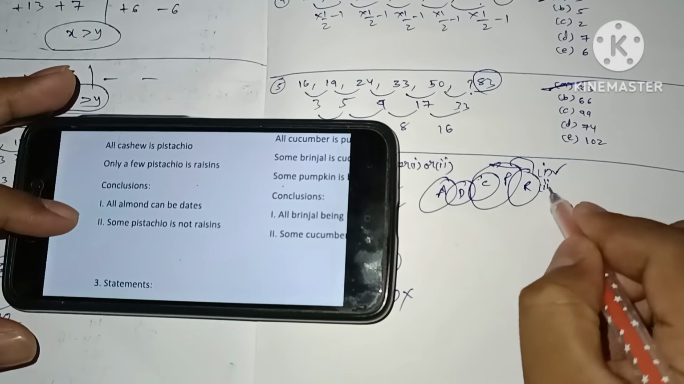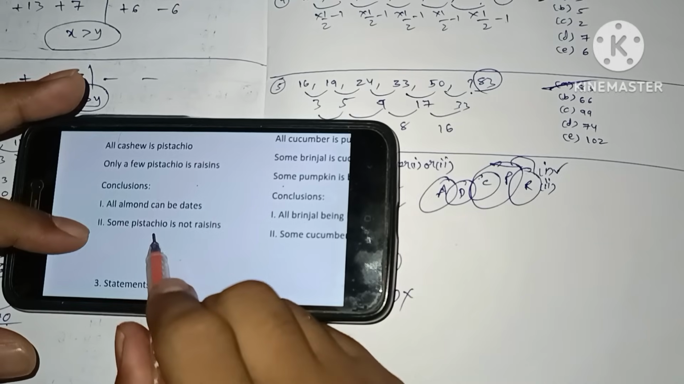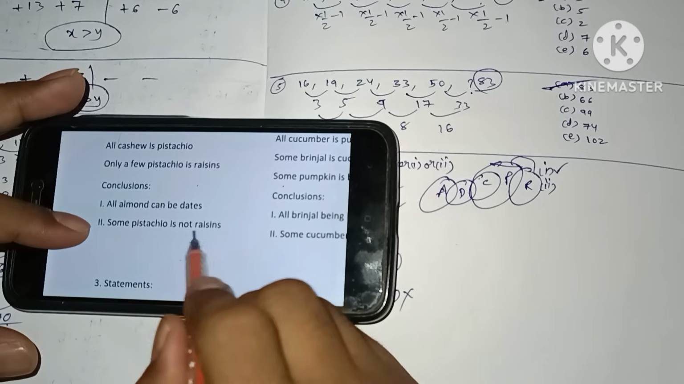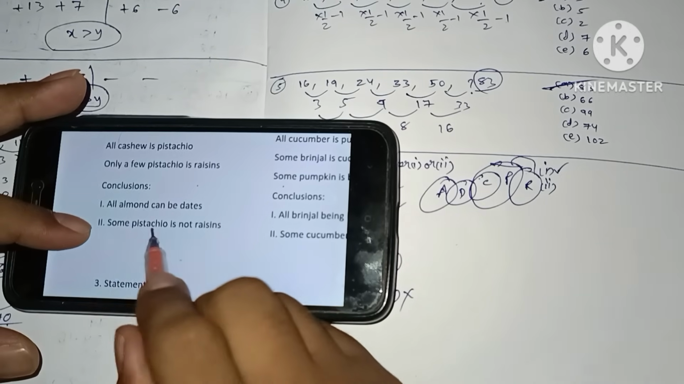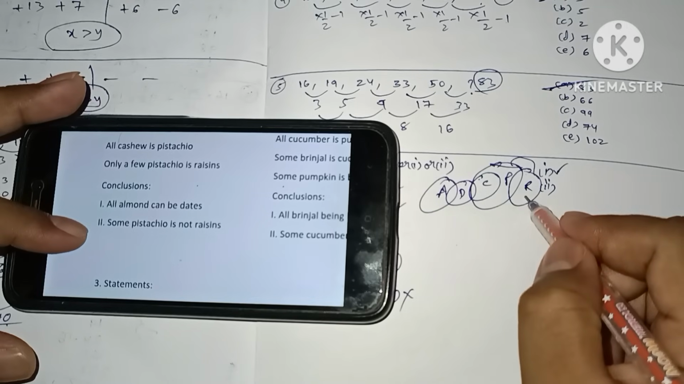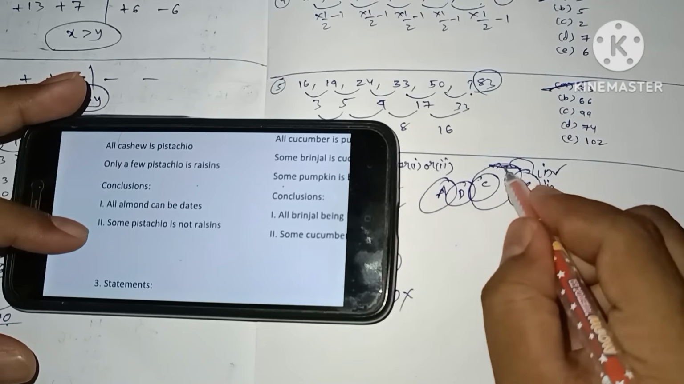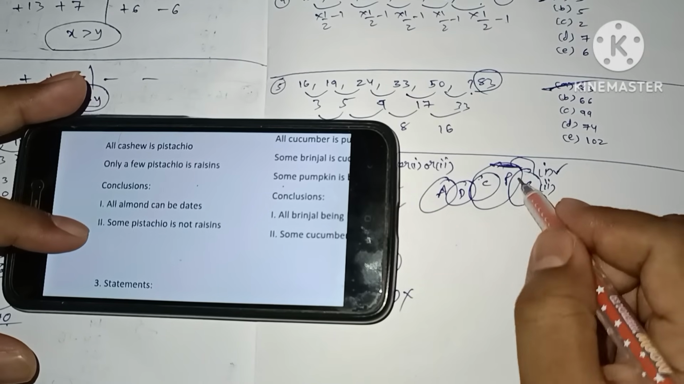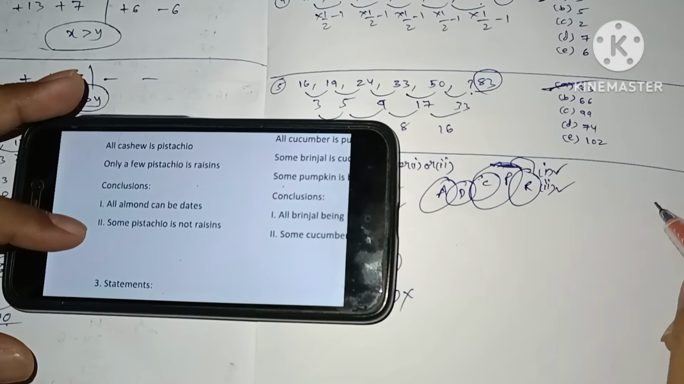Second conclusion. Some pistachio is not resins. We see not here. So we check whether all pistachio can be resins. All pistachio can be placed inside resins. It is not possible. All case is not possible because of this one. All case not possible means the some not case will be true.